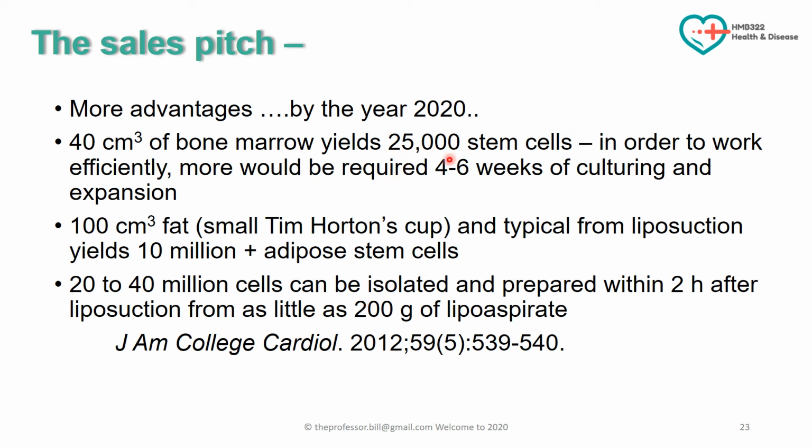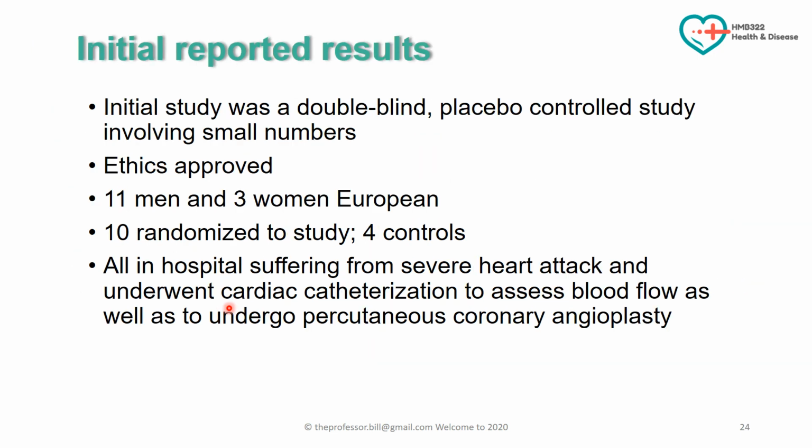So again, it's just a comparison of the numbers, the amount of time that it takes to get those stem cells to divide to this level of 20 to 40 million. And you don't need to do that if you're using these adipocyte stem cells that you can remove from this adipose tissue. And this was done initially as a double-blind, placebo-controlled study. Very small numbers, all ethics approved. 11 men were originally enrolled, 3 women. Again, just in terms of the reporting, this was all done in European individuals. And 10 were randomized to study, and 4 were actually used as controls in this study as well.